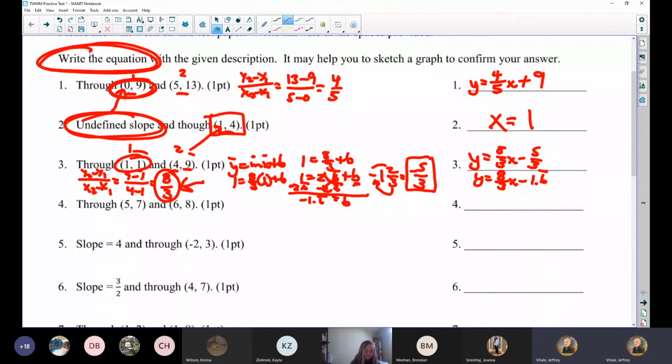So we got kind of the same thing as number 3, except the numbers are a little bigger. So that's the only difference. So let's find the slope. y2 minus y1, so 8 minus 7. And x2 minus x1 is 6 minus 5. Ooh, this works out nice. 8 minus 7 is 1. 6 minus 5 is 1. And 1 over 1 is 1.